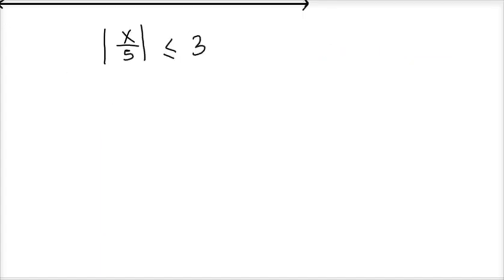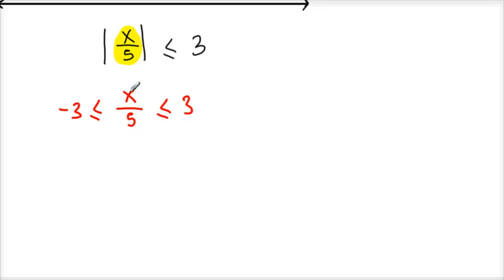Let's look at another one. So the absolute value of x divided by 5 is less than 3. Alright, same deal. This whole argument is in the absolute value, so I'm going to bring this down. X over 5 is less than or equal to 3 or greater than or equal to negative 3.